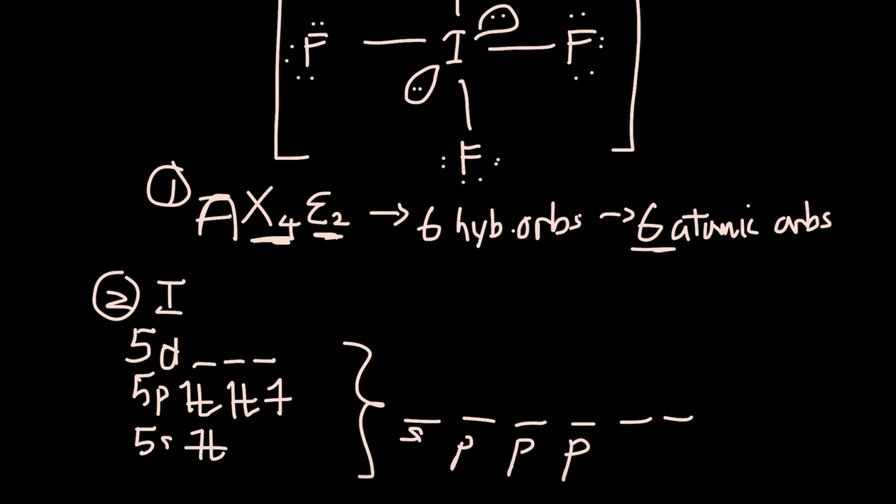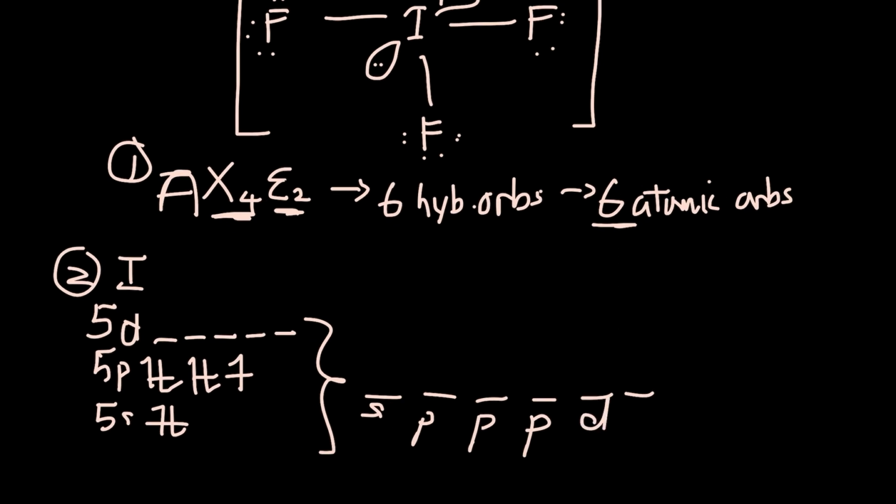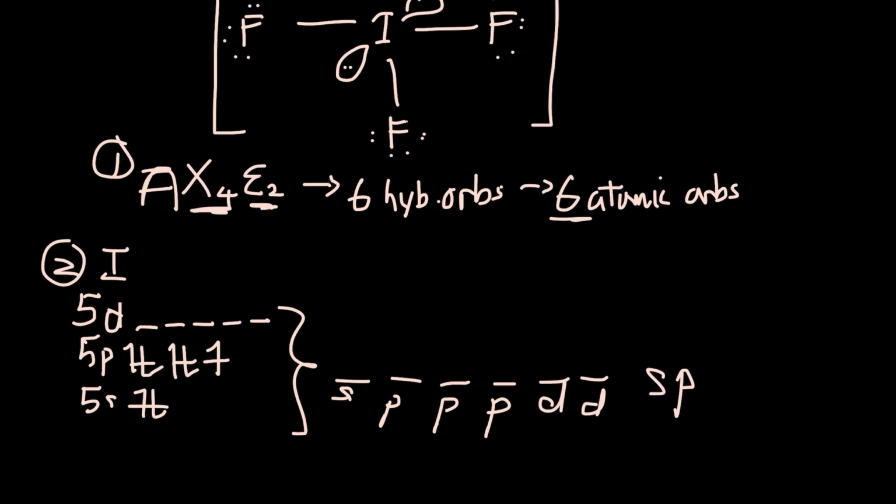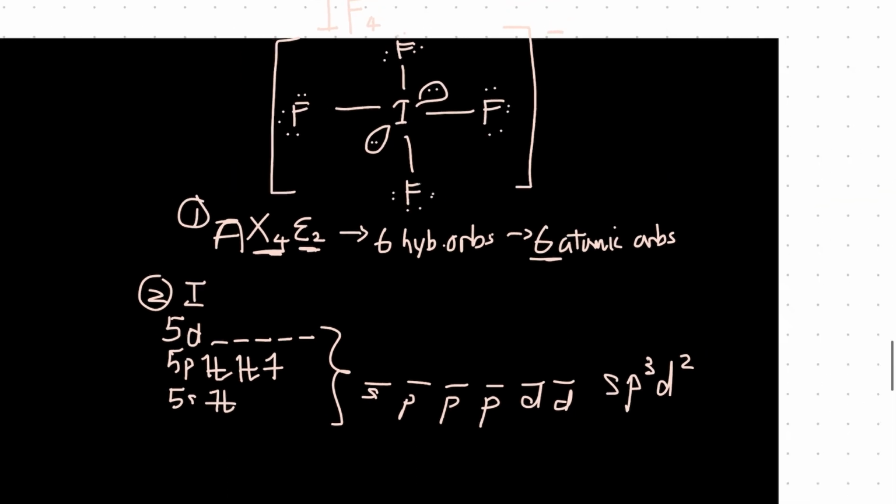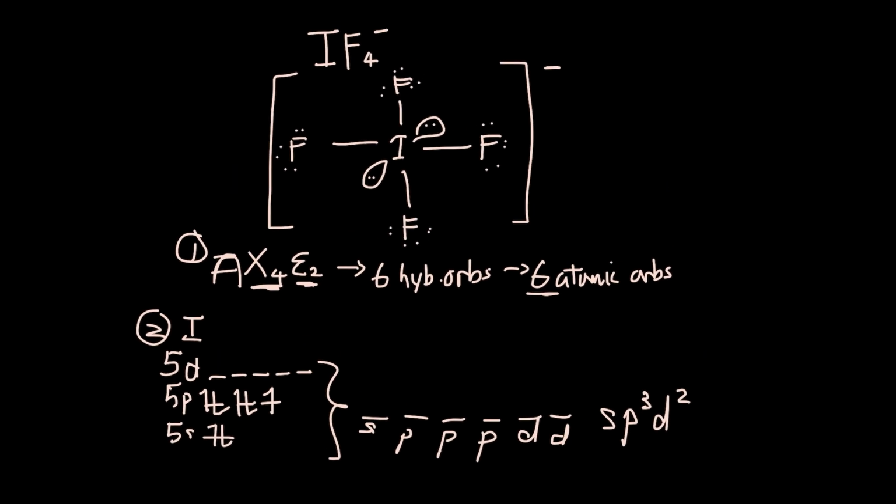And 5d has 5 orbitals that are unoccupied. That means we can attribute these two to 5d, which will give us the hybridization of iodine as sp3d2. Now, because we're drawing the atomic orbitals, we have to also think about, okay, how many electrons am I going to put in here?